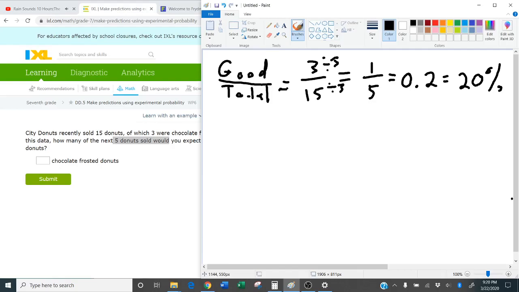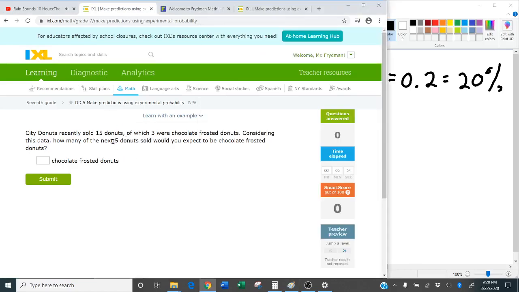We're just going to take the probability, which we could use any one of these representations. They all have the same value. I'll just do the original one and multiply it by the number of attempts. So the number of attempts here means the number of donuts that were sold. There were 5 donuts sold.